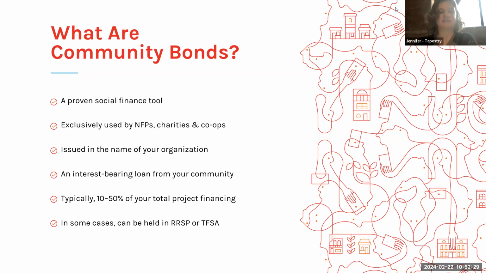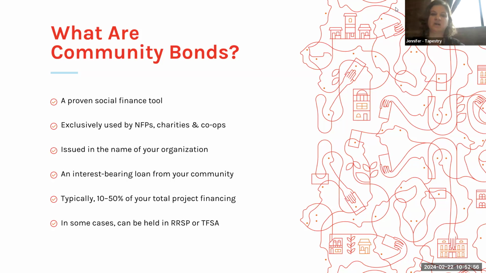So what are these things? So we've found them to be a social finance tool that has been proven over time. Exclusively not-for-profits, charities, and co-ops can use them, and I'll show you the regulation that allows this in a little bit. An organization is the issuer of the investment. So United Way Perth-Huron or United Housing would be issuing the investment to their community.